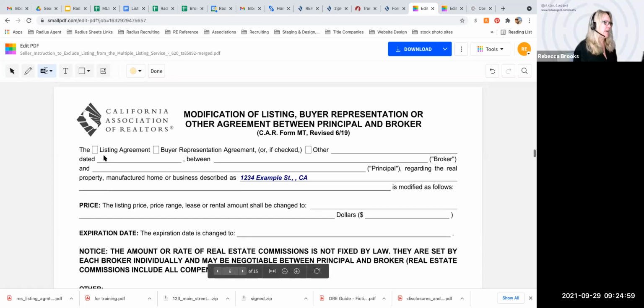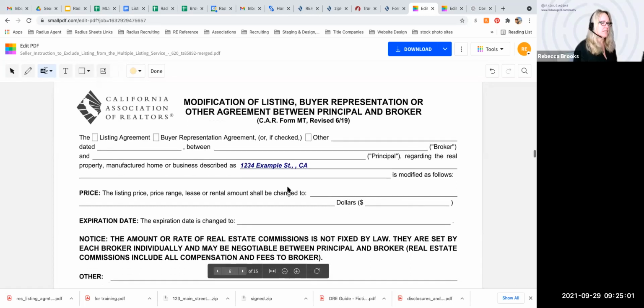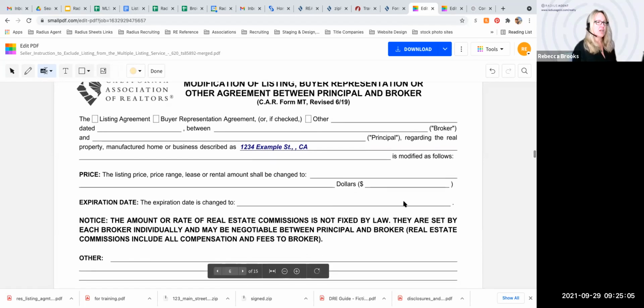So this is where you would say, hey, I have a listing, we're going to reduce the price. This is where we reduce the price. Or if we want to extend our listing time frame, we're going to add another month or two, this is where we put our new expiration date.